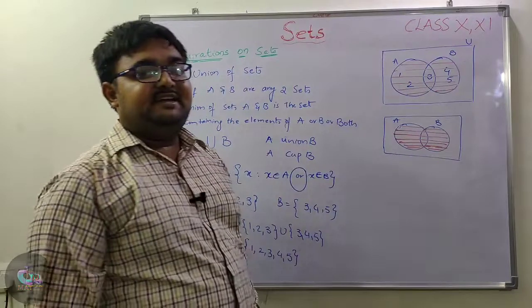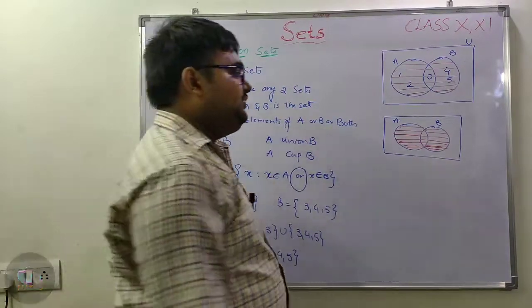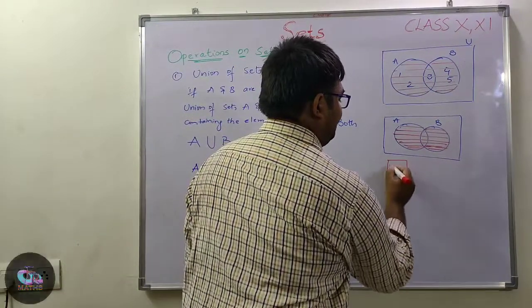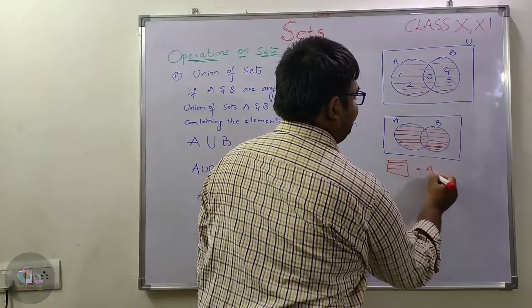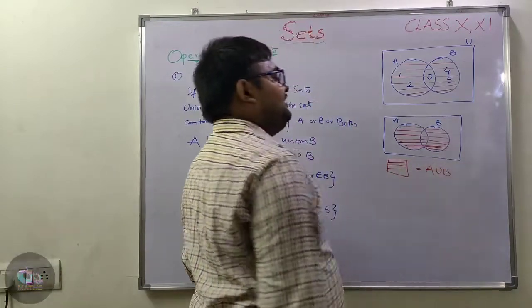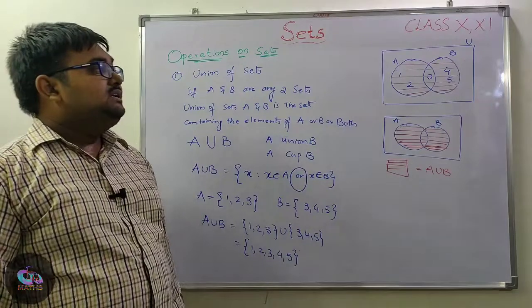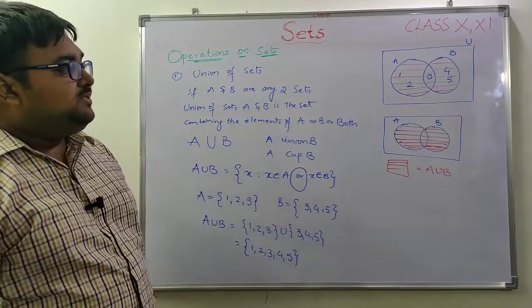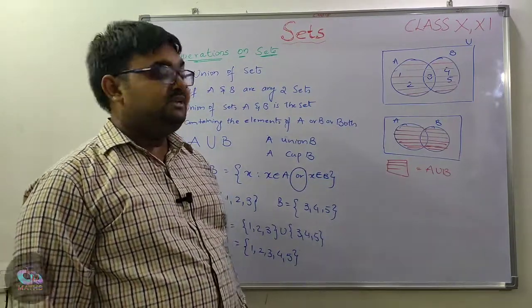So this total shaded part is nothing but called A union B. Here we simply say this represents my A union B. So this is nothing but the operation of A union B, right?